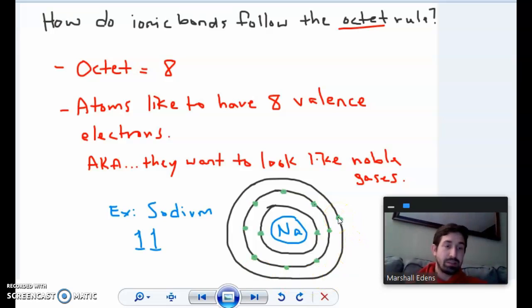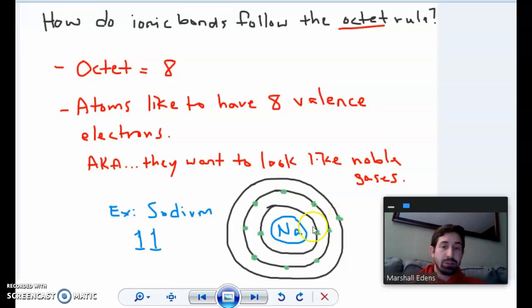And this should actually make sense because it's in group 1, which tells you how many outermost or valence electrons it has. So to get back to the octet rule, another way of thinking of the octet rule is that atoms want to look like noble gases. Okay, and sodium is not a noble gas. It is not in the far right column on the periodic table. But all of the noble gases have full valence shells. They have 8 electrons in their outermost shell.